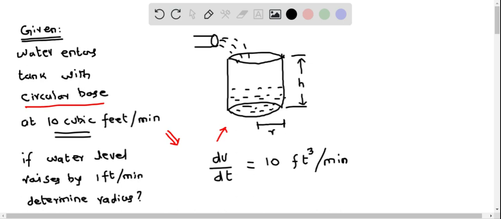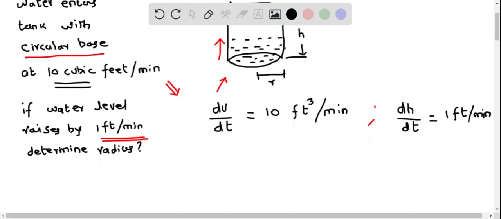And we are also given that the water level rises by 1 foot per minute. So using derivatives, if we convert this, water level rises means visually we can understand that the height is increasing. So I can represent this information as dh over dt. So this is equivalent to 1 foot per minute. At this point in time, we have to determine the radius.